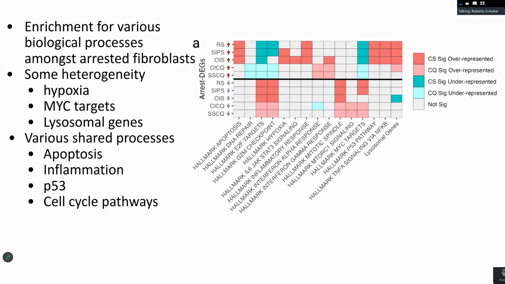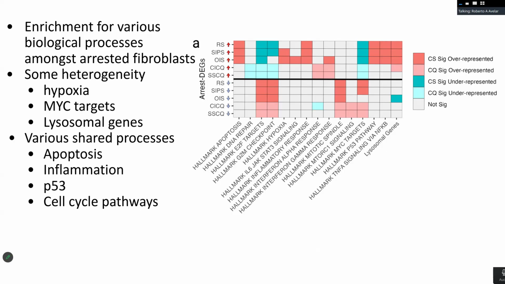So we'll talk about Sen-Mayo a little bit more in a few slides, but we take these bulk differentially expressed genes and we can also enrich them with the MSIG database. And what we find is nothing particularly surprising. We find enrichment for a bunch of different processes, again, like apoptosis, cell cycle processes. There is a little bit of heterogeneity, such as the hypoxia pathway is not overexpressed in replicative senescence compared to the stress-induced and oncogene-induced senescence. We see some downregulation of lysosomal genes, specifically in the oncogene-induced senescence phenotype, but by and large, there's nothing too exciting here.